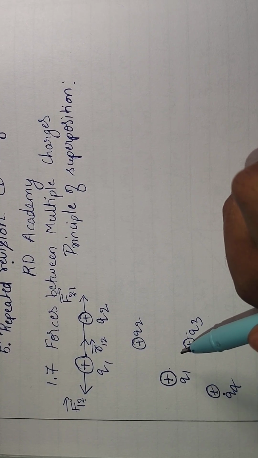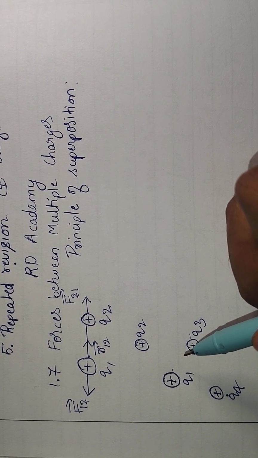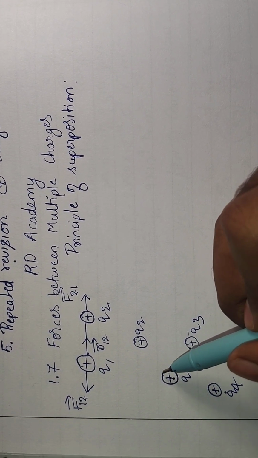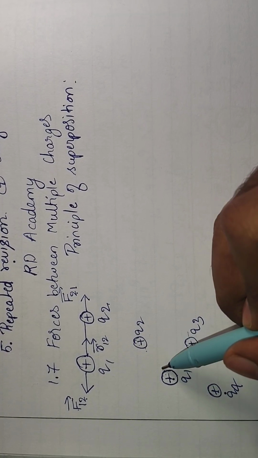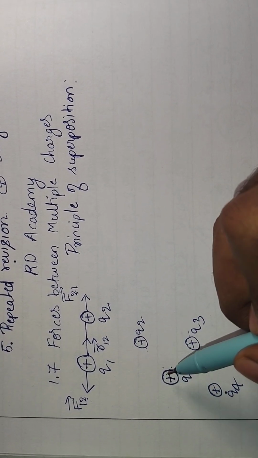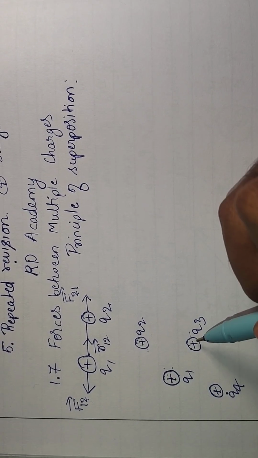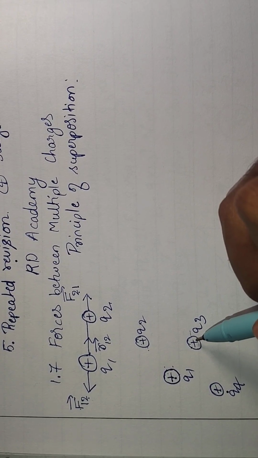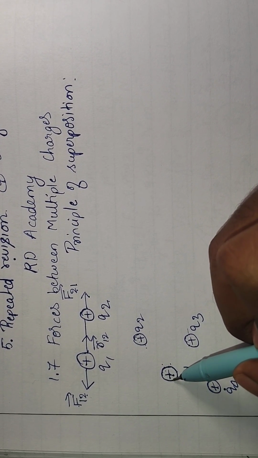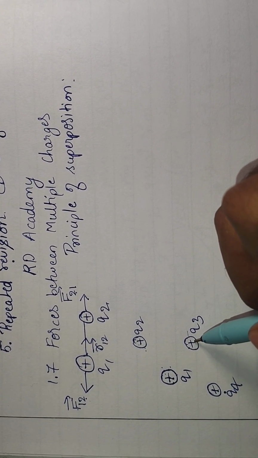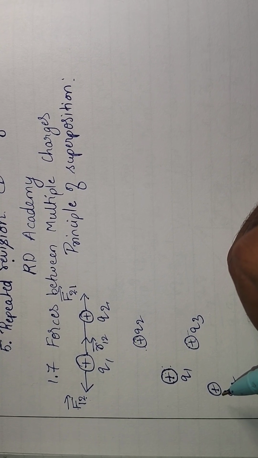The last point is that the individual forces, that is, the force between Q1 and Q2, this F12 vector, are unaffected by the presence of the other charges. F12 does not change its magnitude or direction due to the presence of Q3 and Q4.